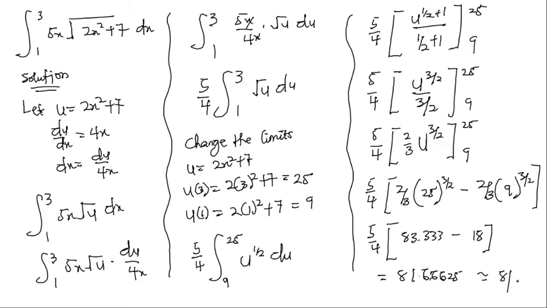81 whole number 2 on 3, not point. So it's 81 whole number 2 on 3. So this is 81.66625. So this is our answer. 81 whole number 2 on 3 is our answer if we integrate the definite integral this.